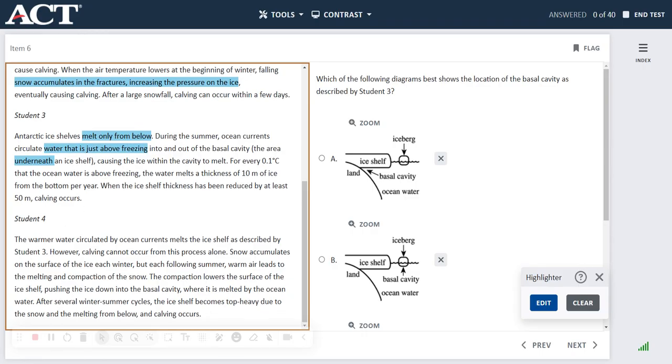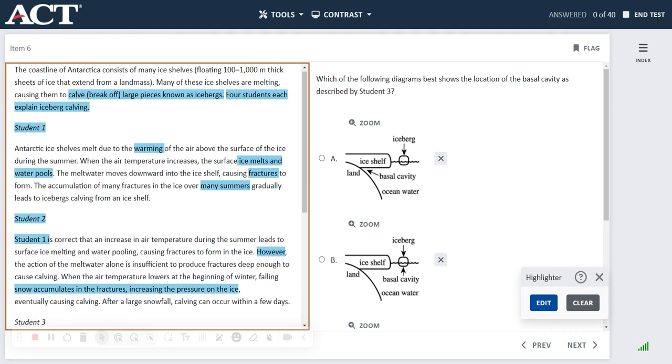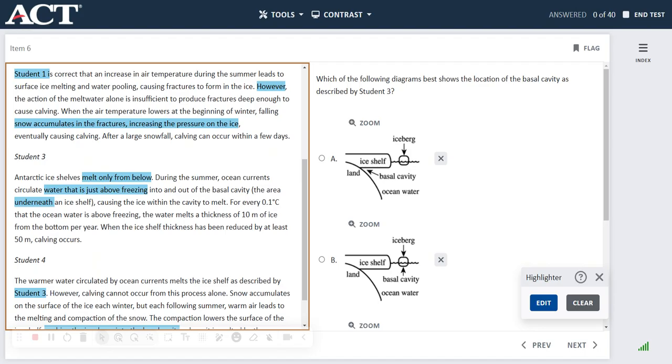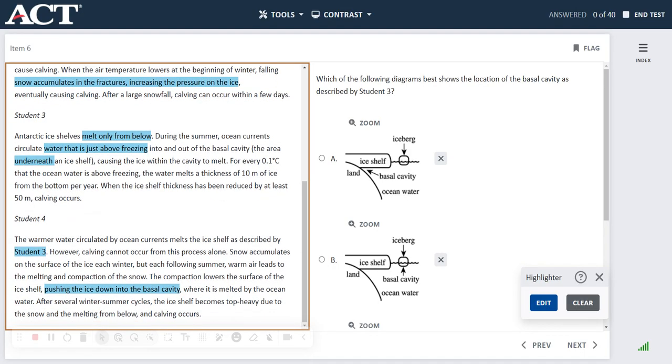Student 4: the warm water circulated by the ocean as described in student 3 is correct. Okay, so student 3 is correct. However, calving cannot occur from this process alone. Snow accumulates on the surface, so this is pushing down. This is the same thing as student 2, right? It needs additional weight. So student 1 says air temperature gets warmer, melting ice, causing fractures. Student 2, yes, fractures, but we need the weight of snow. Student 3, warm water melts the ice from below. And student 4 says yes, but you also have to have it pushed down by snow. Those are pretty easy to remember.